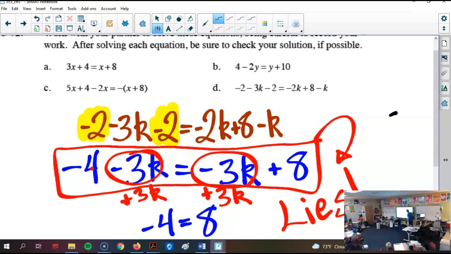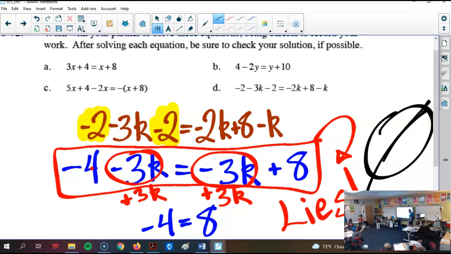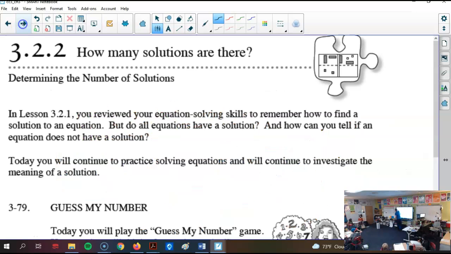Brenda's right. This is the symbol we use for no solution. No solution. No way.